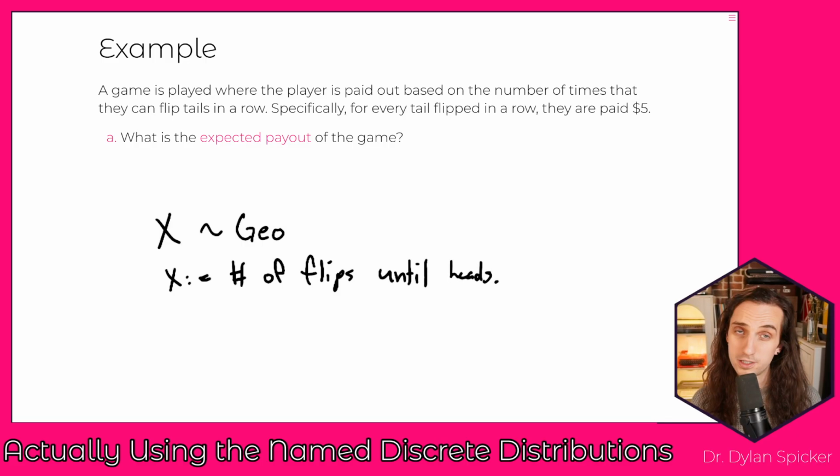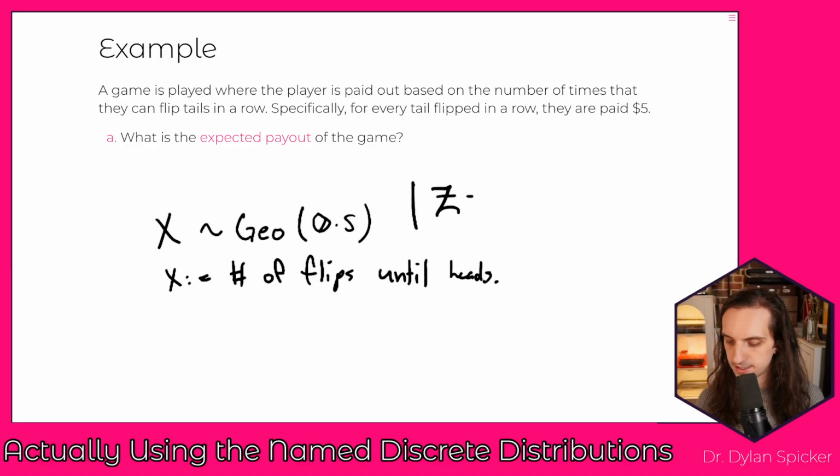right? The geometric distribution is characterized by a single parameter, which is the probability of success, which in our case is 0.5, because that is going to be the probability of getting a heads. Okay. Now, what we actually care about is not x, but it's going to be z. And what is z? Z is our payout. And so z is going to be $5 for every tail that we saw. The number of tails that we see is going to be x minus 1, right? Because every flip was a tail until our last flip, which turned up a head, right? So x is all of those flips. So x minus 1 is the number of tails. And if we just take 5 times this, that's going to give us the payout.